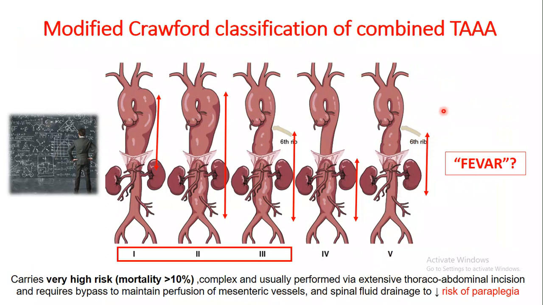And finally, we have a more complex subset of thoraco-abdominal aneurysms. That means the thoracic aneurysm extends beyond the diaphragm into the abdominal segments. And we have the modified Crawford classification for this type of aneurysm, with the first three subsets being the more complex, and they carry a very high risk of intervention with mortality more than 10% and incidence of paraplegia very high in comparison to isolated thoracic or isolated abdominal ones. And under research, a novel solution called fenestrated EVAR for such patients to preserve the vital branches arising from the segments of the aorta.